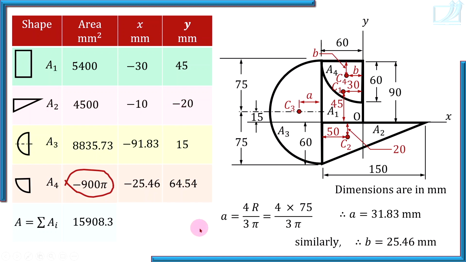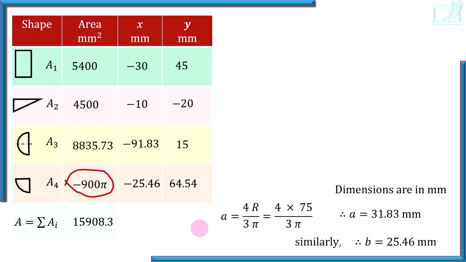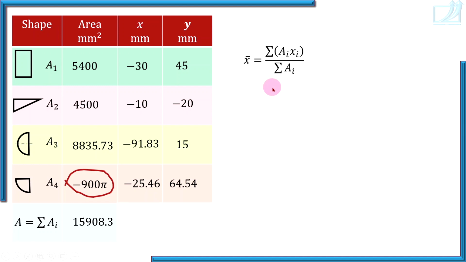Now just use those two formulae. X bar is equal to summation ai xi divided by summation ai, and y bar is equal to summation ai yi divided by summation ai. So just put values, 5400 into minus 30 plus 4500 into minus 10, and so on. There are 4 areas, don't forget. Don't forget the negative sign. Just put the values in the bracket and get the answer. Total area is 15,908.3. Do these calculations yourself. Be sure that you can do these calculations without any problem. Calculation practice is also very important.